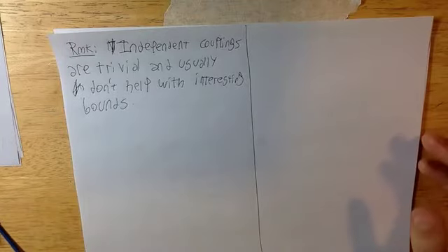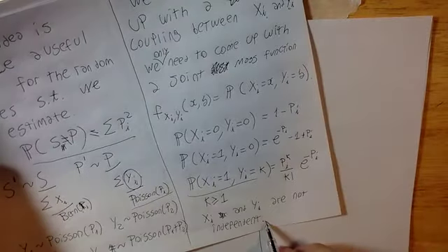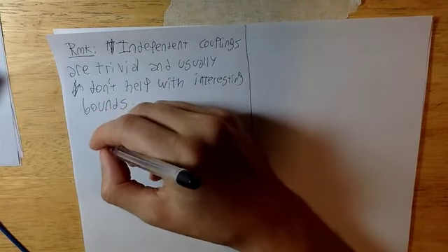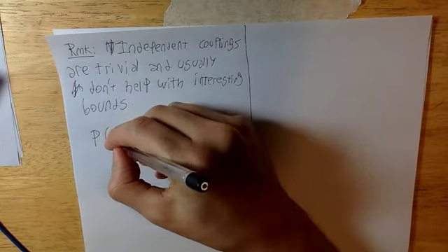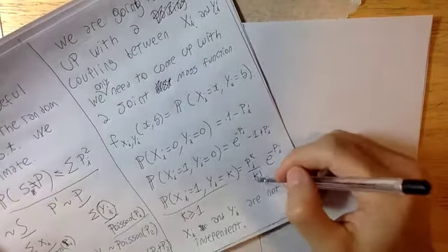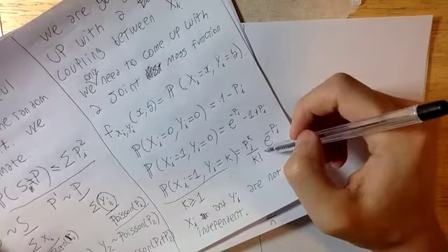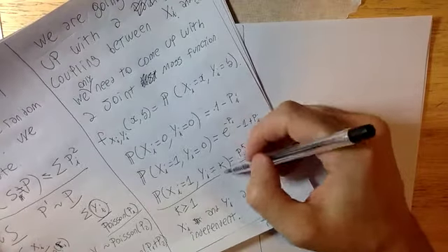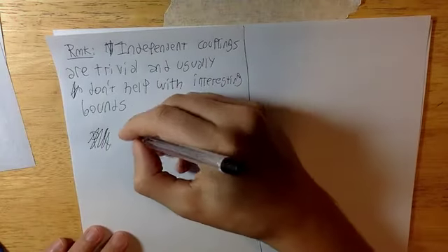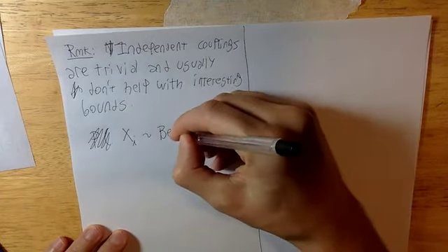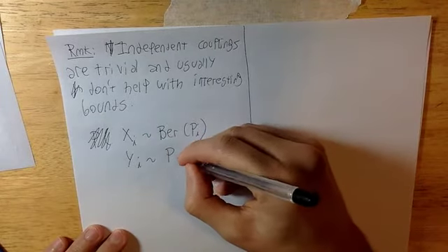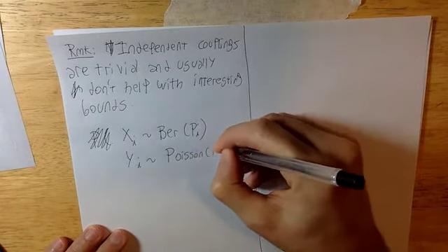All right, so what we can check is, why are they not independent? What is the probability that yi... First of all, if we take this distribution, what we can actually check is that xi is distributed with Bernoulli pi, and yi is distributed with Poisson pi.